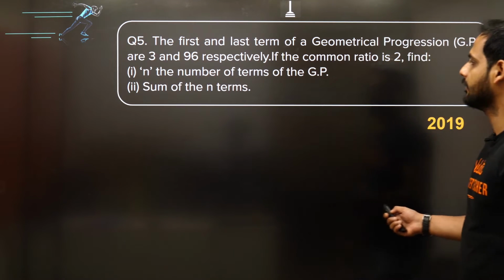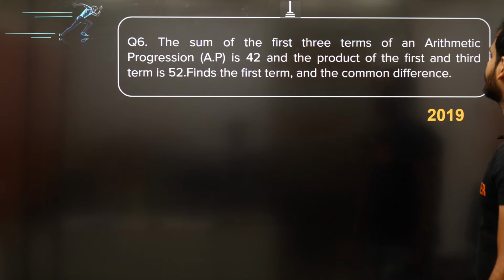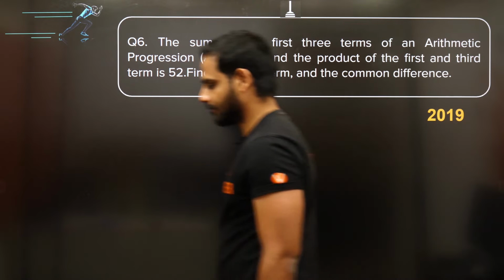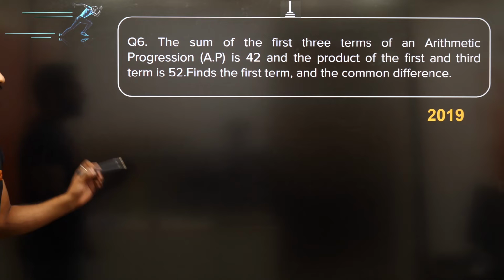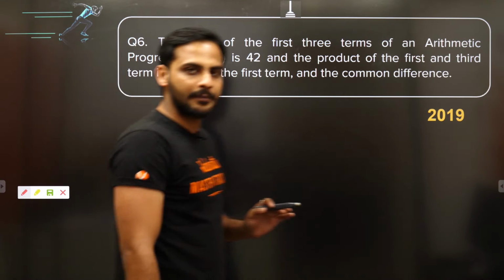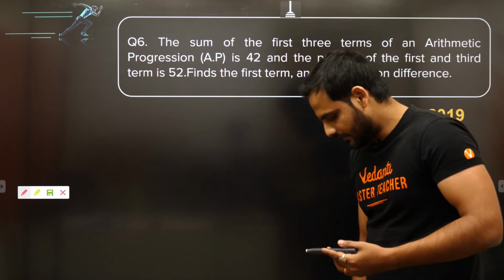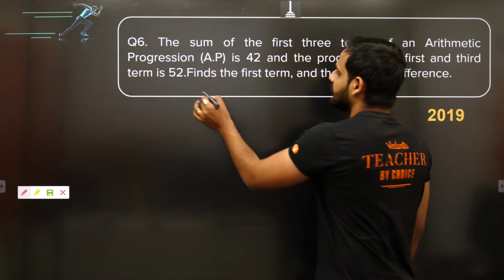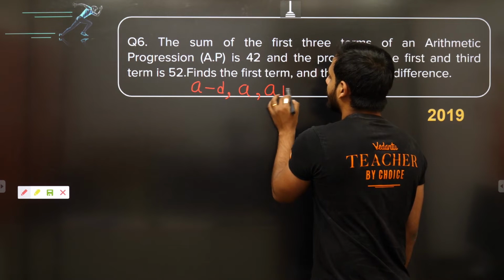The next question we have is this. The sum of the first 3 terms of an arithmetic progression AP is 42. The product of the first and third term is 52. Find the first term and the common difference. So beta, whenever these things are given, you know that the 3 terms of that AP can be taken as a minus d, a and a plus d. Yes, sir. So let us take these terms as a minus d, a, and a plus d.